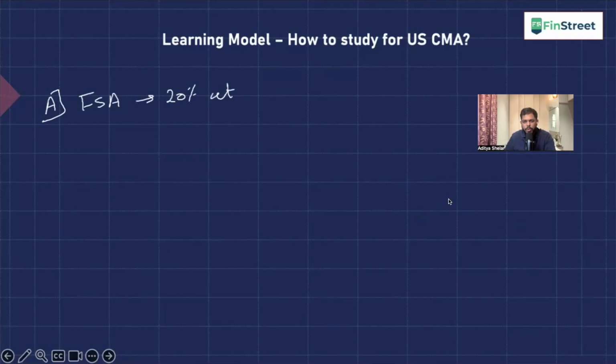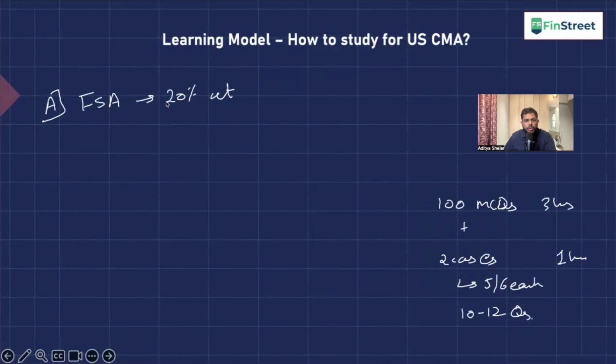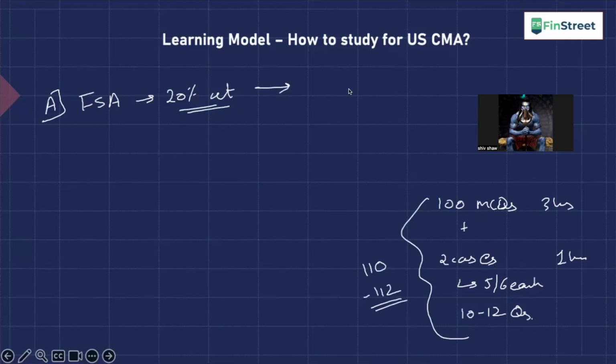So when we talk about your exam, we have 100 MCQs for 3 hours, plus we have 2 case studies, 2 cases that include 5 to 6 questions under each case study. So consider a total of 10 to 12 questions under cases. This is for 1 hour. So when we are talking about 20% weightage, 20% might be anywhere in these 110 to 112 questions, could be anywhere, 20%.